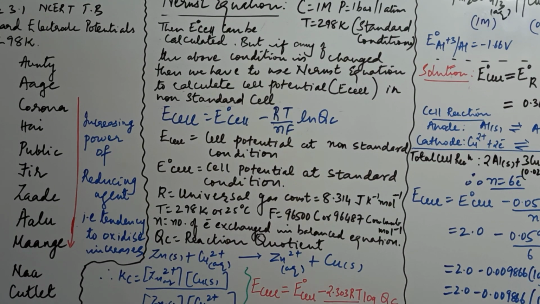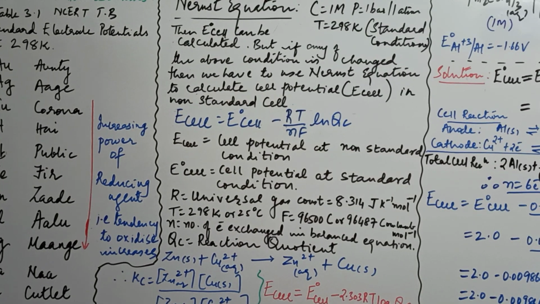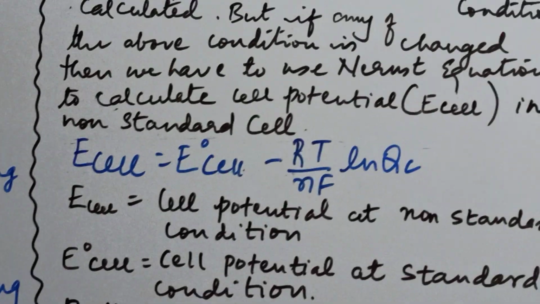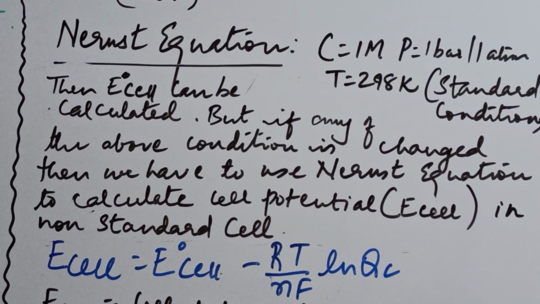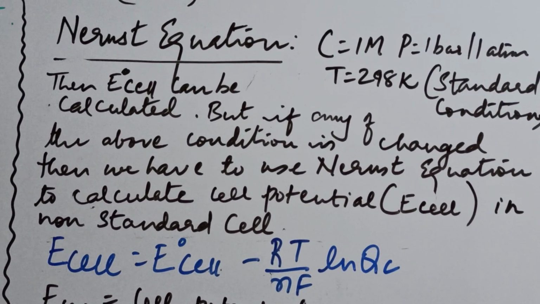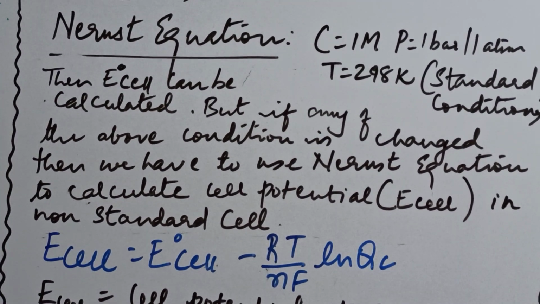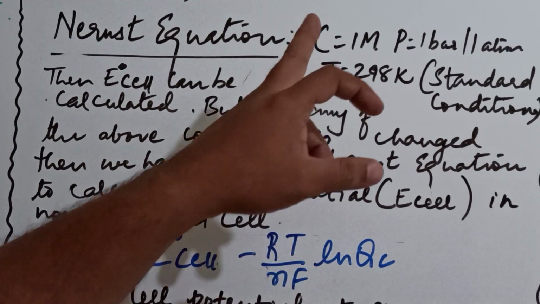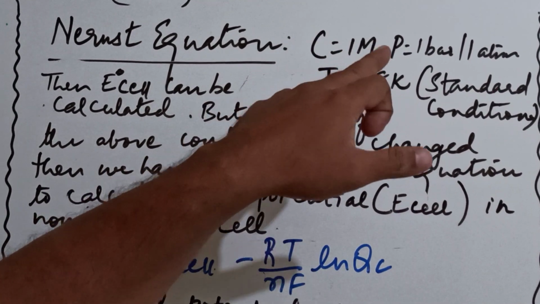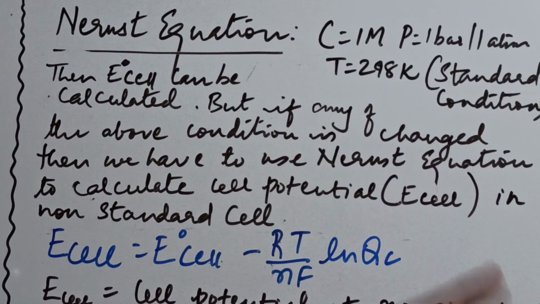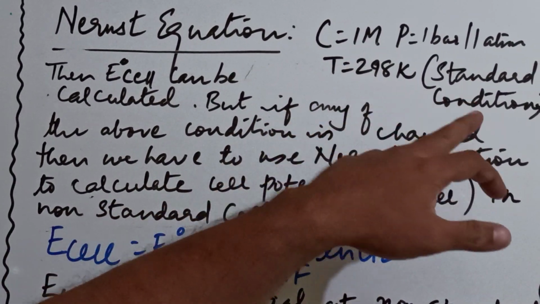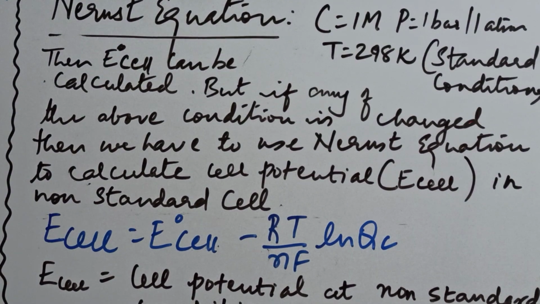Now we'll come to the most important topic, my dear students, that is the Nernst equation. Normally, we studied yesterday when we were calculating the standard electrode potential, it was always under standard conditions. The concentration C is 1 molar, the pressure has to be 1 bar or 1 atmosphere, and the temperature is 298 Kelvin. That is all standard condition.